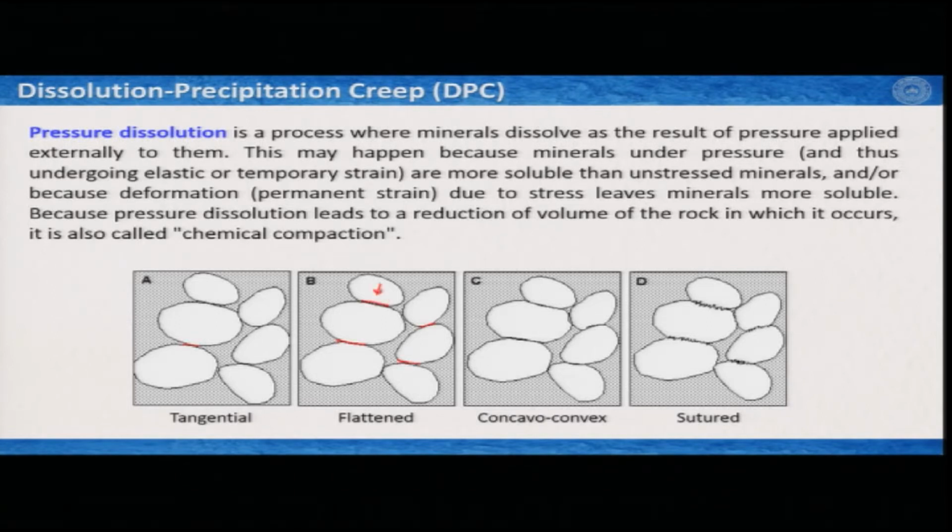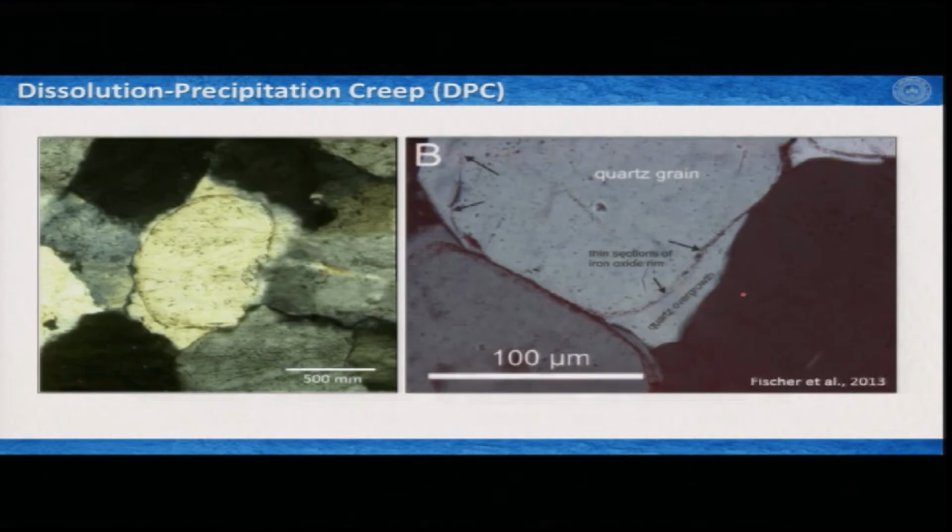The force is generated on this side, and then they dissolve here at the surface, and finally this becomes like a sutured boundary or sutured contact between these grains. So, when this happens, certainly some materials got dissolved here and they get deposited on the sides of this grain. So, this is what you see. These are some microstructures resulting from dissolution precipitation creep.